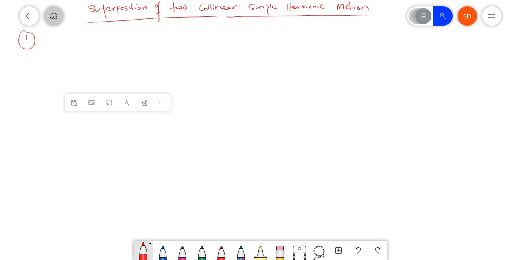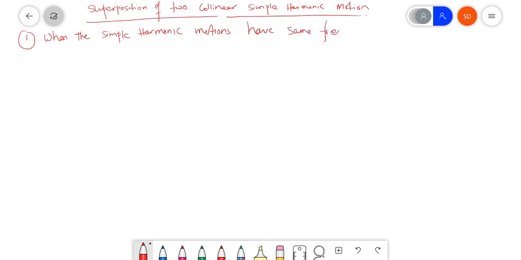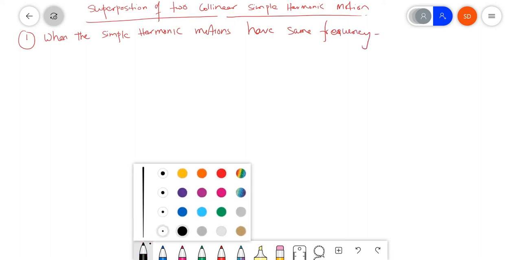when the simple harmonic motions have the same frequency. Okay, this is the first case that we are going to discuss.